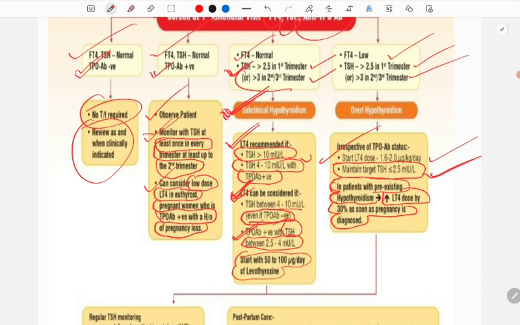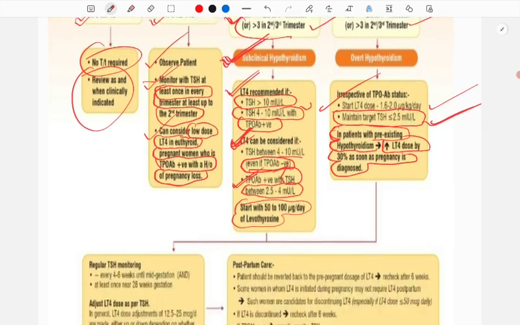So remember, if she is diagnosed with overt hypothyroidism for the first time in this pregnancy, you have to start levothyroxine. If free T4 is very low, then you start 1.6 to 2 microgram per kg per day, irrespective of anti-TPO antibody status. Maintain the target at less than or equal to 2.5 milliunit per liter. In a patient with pre-existing hypothyroidism before pregnancy, you have to increase the previous dose by 30% as soon as she is diagnosed.